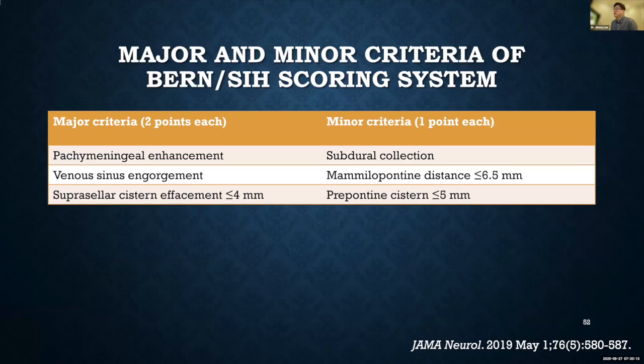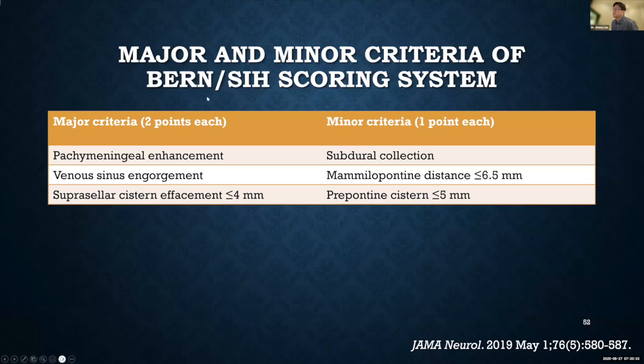Now, there's a scoring system to help you decide if you can find a CSF leak. This is not to diagnose it, but if you have someone with SIH and you want to know where the leak is, and if I do spine imaging, can I find the leak? Then the scoring system helps.